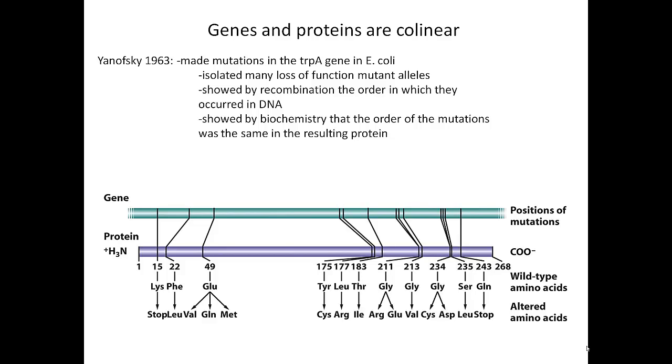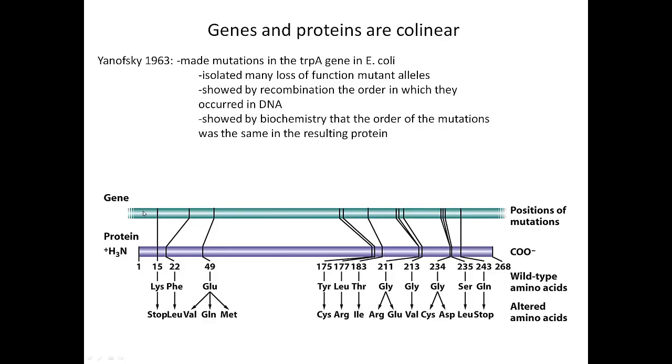So back in the 1960s, it was really not understood at all how we could go from a nucleotide code that's found in the DNA and get that translated into an amino acid code or a protein code. And so some of the early experiments that were really important we'll discuss here. So first, Yanofsky, 1963, he made some mutations in a gene in E. coli. And so these are the mutations that he made, right? He made these mutations in the gene.